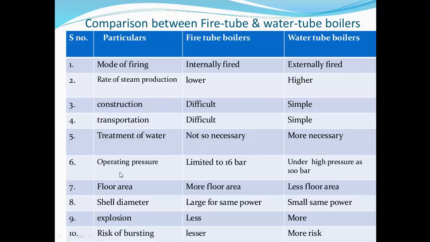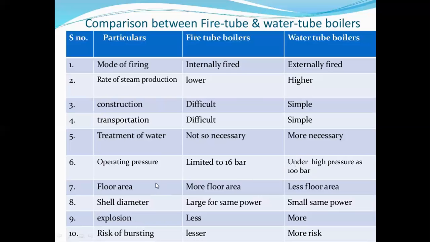And the operating pressure. Operating pressure is limited to 16 bar and the maximum is up to 25 bar only. Here the operating pressure is high, that means more than 100 bars. So for the water tube boiler, the operating pressure is more than 100 bars.